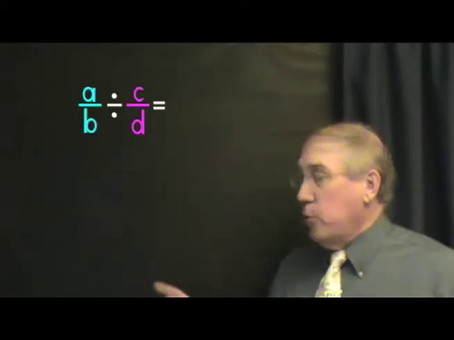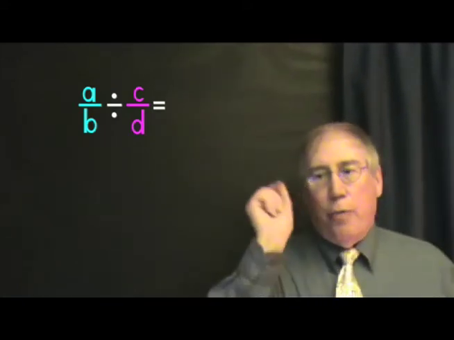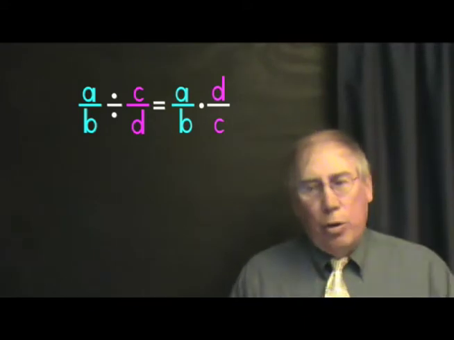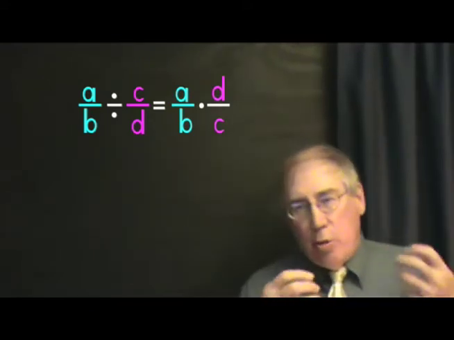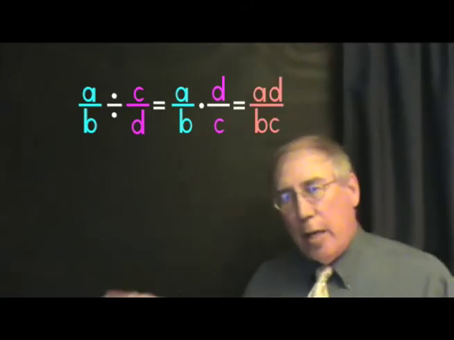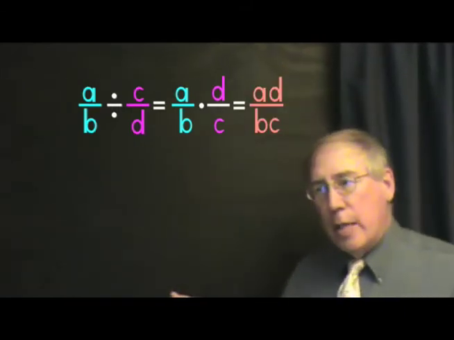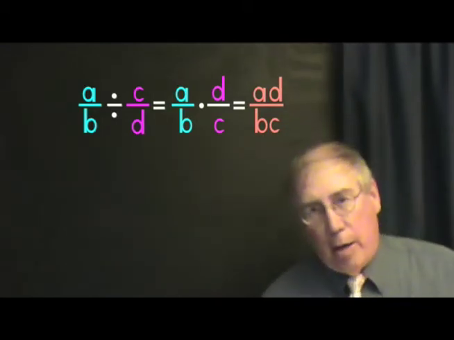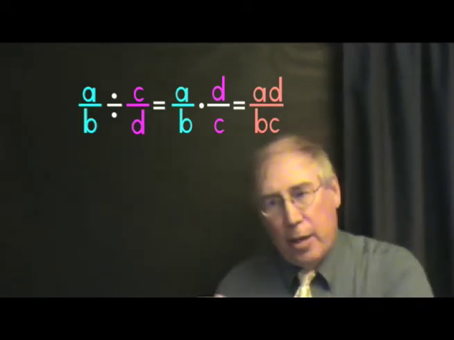Let's suppose that we have over here two fractions represented by a over b and c over d. In order to work this out, what we need to do is turn this into a multiplication problem. And we can do this by taking the reciprocal of that second fraction, c over d, and making it d over c. Then we can multiply through by our numerators and our denominators.